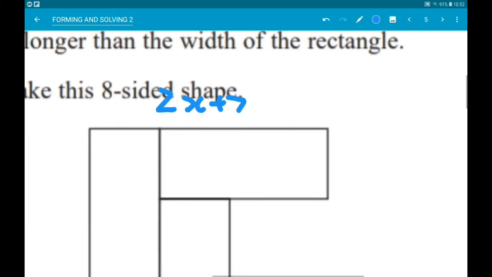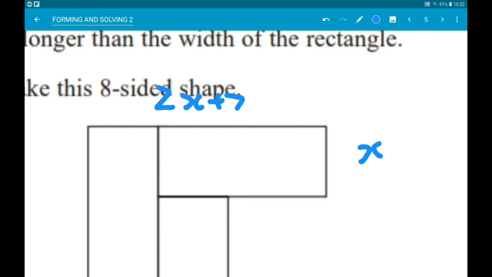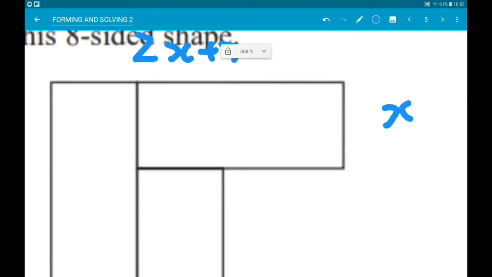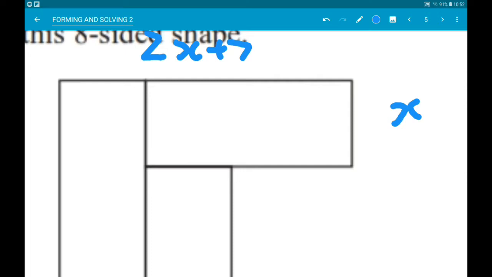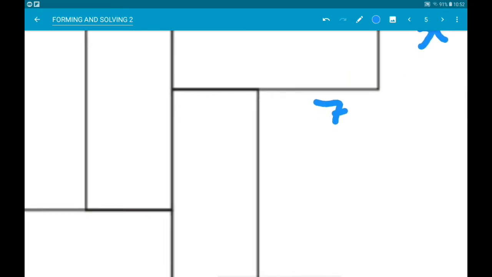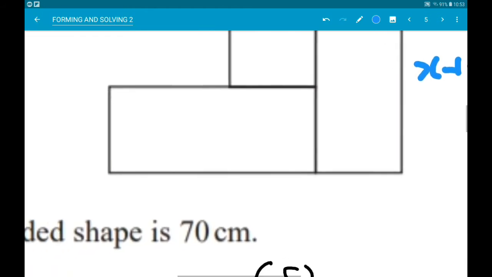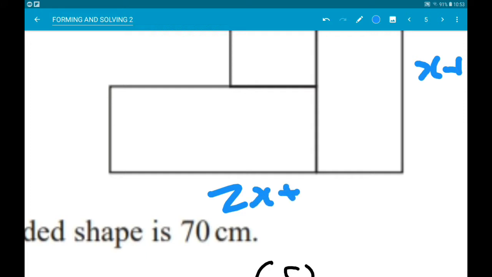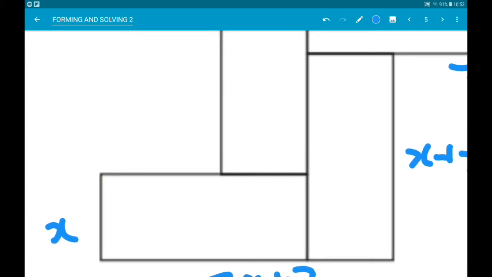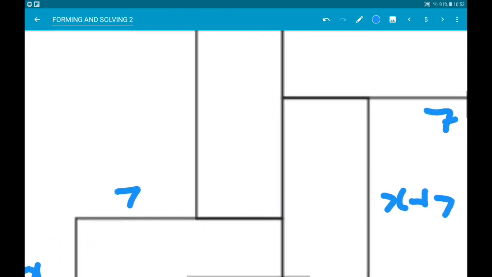Okay, then we have the width x. Now the length underneath is the length of the rectangle minus the width. So that's x add 7 minus x. So that's just 7. Then we have an x add 7. Then a 2x add 7. Then an x. Then a 7. And then an x add 7.